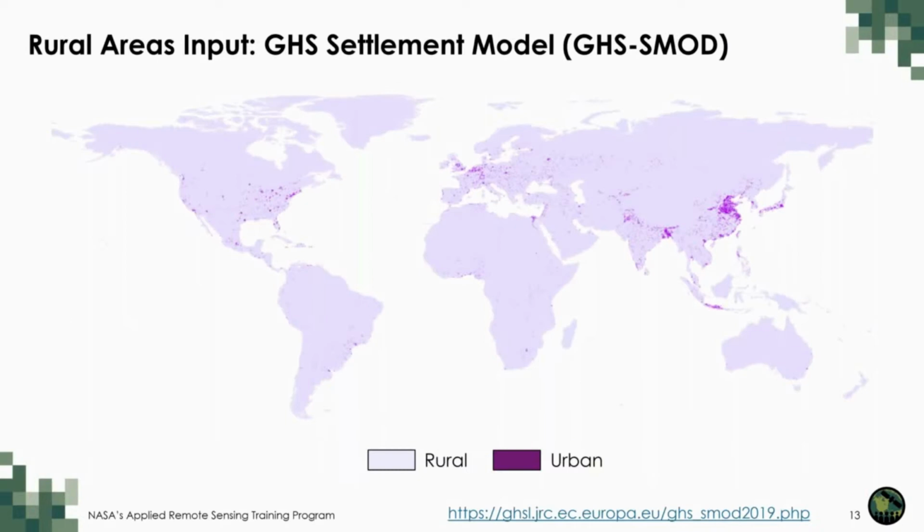The Global Human Settlement Layers Settlement Model, or GHS-SMOD, is the source of our rural areas input. The model is based on population density counts from GHS-POP and satellite-derived built-up areas, and provides a standard definition of rural areas across countries. This is important because the criteria used to define urban and rural areas can vary greatly by country and impact cross-country comparisons based on those definitions.